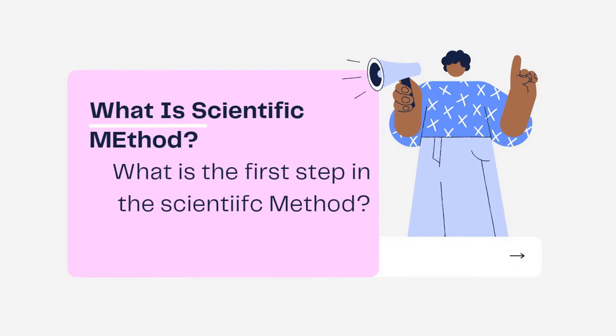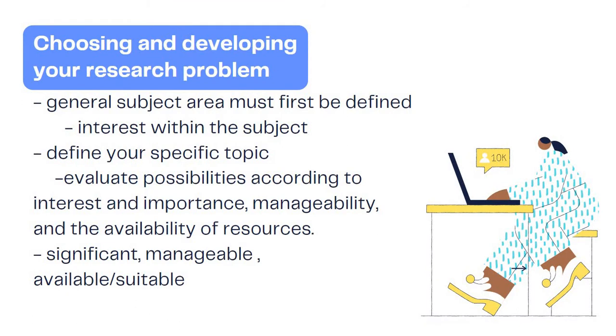Okay, so in the scientific method, the first step is identifying the problem. So you observe, you ask questions, you use your senses. Okay, so as we dive into starting the research project, we choose and develop our research problem. It starts with the general subject. So the general subject area must first be defined. Okay, so it must be within your interest.